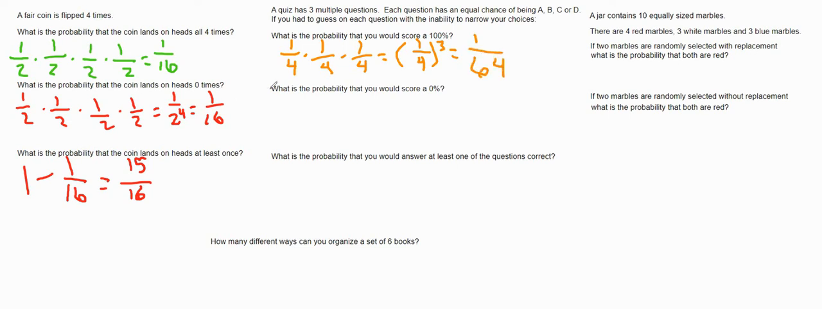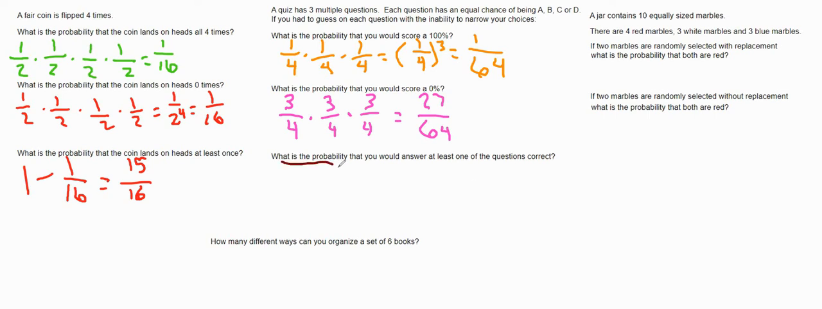Maybe you're seeing a trend here. What is the probability that you would score a 0%? Well, in the first question, you have a 3 out of 4 chance of missing it. On the second question, you have a 3 out of 4 chance of missing it. And on the third question, you have a 3 out of 4 chance of missing it. So 3 times 3 times 3 is 27, and 4 times 4 times 4 is 64. So you have a 27 out of 64 chance of getting them all incorrect.